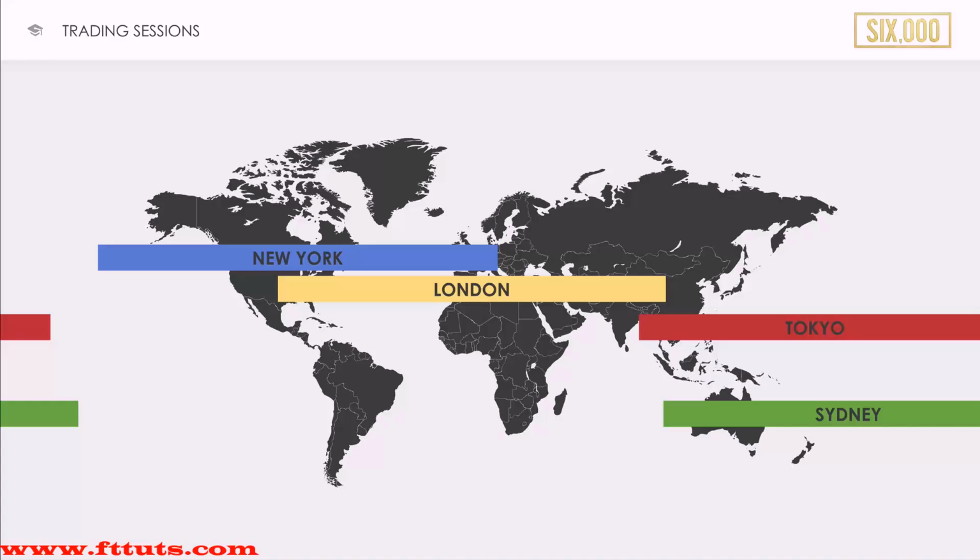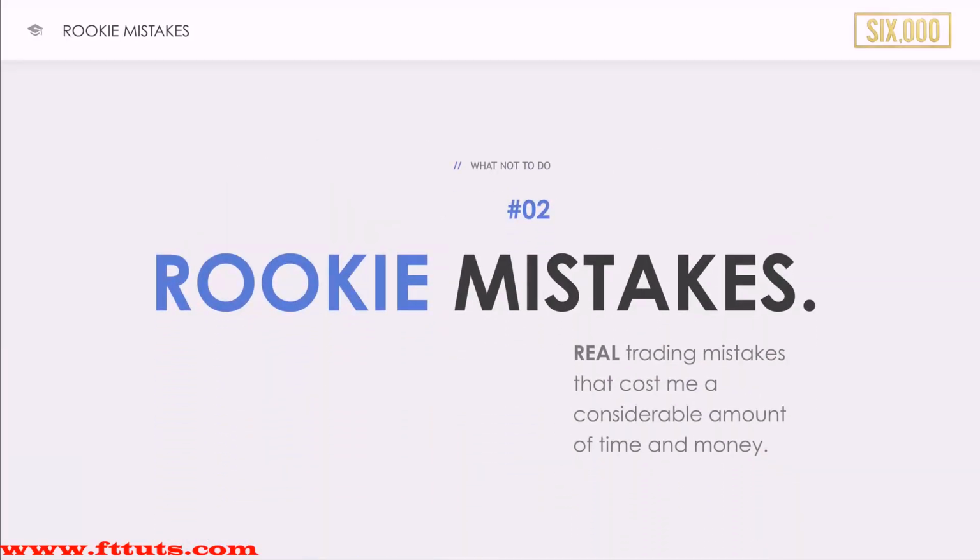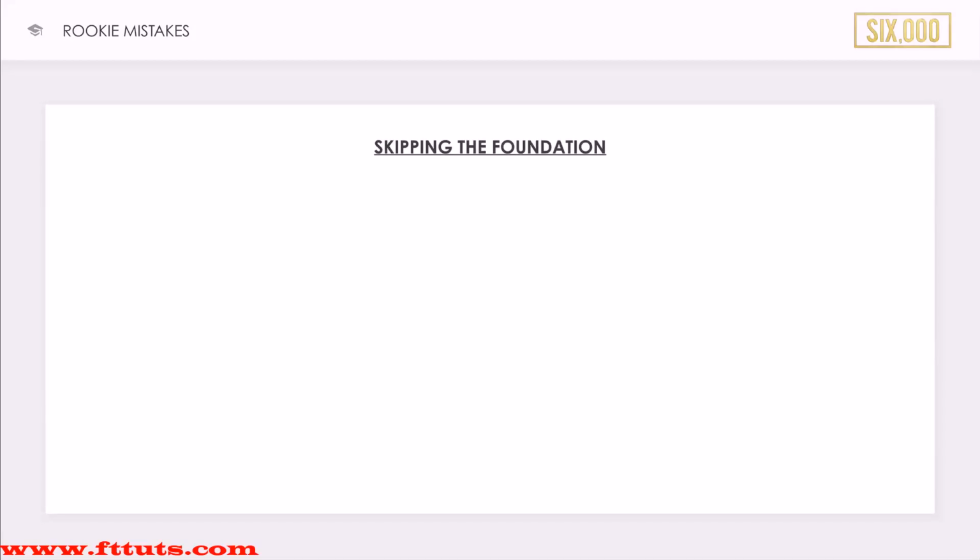Now, onto our rookie mistake number 2. Of course, you had rookie mistake number 1 yesterday. There's going to be one every single day of the 14-day course. And this is what not to do. And these are real trading mistakes that cost me a considerable amount of time and money. And today's rookie mistake is skipping the foundation.